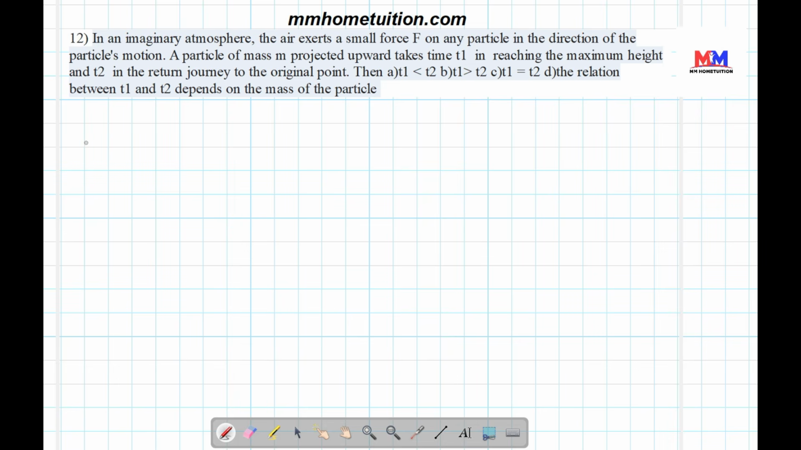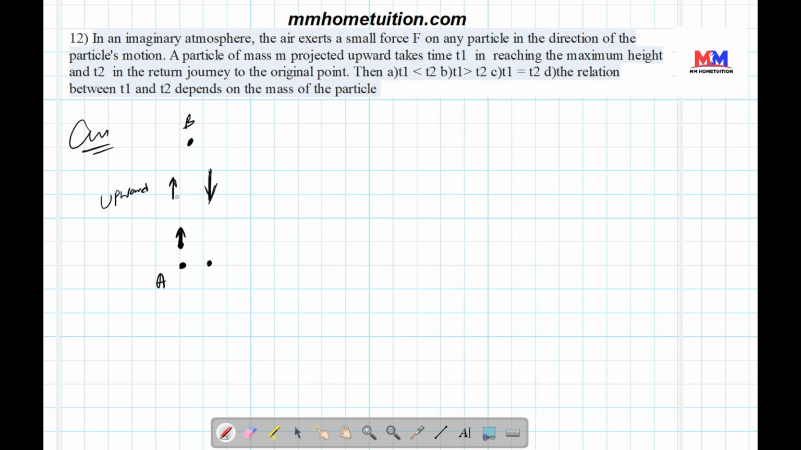In an imaginary atmosphere, air exerts a small force F on the particle in the direction of the particle's motion. Suppose this is the particle, projected upward. It travels in the upward direction from position A to position B, and then returns from B to position A in the downward direction.